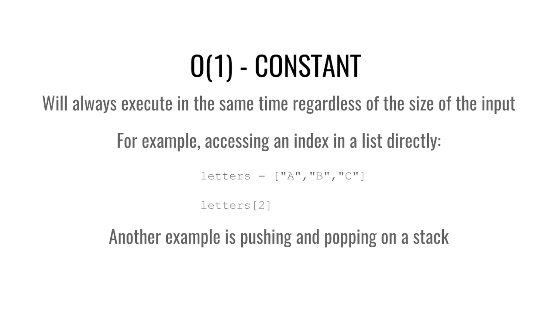Constant will execute in the same time regardless of the size of the input. So the best example is just accessing an index in an array directly. So we have the example letters equals ABC, and let's say we want to access the second index, that would return C. If we doubled the array, went to F, and accessed F, that would take the same amount of time. So those two times are constant, and then if we went all the way to Z and looked for the last letter in the alphabet and accessed that index, it took the same amount of time as it did with C and F. That's an example of constant.